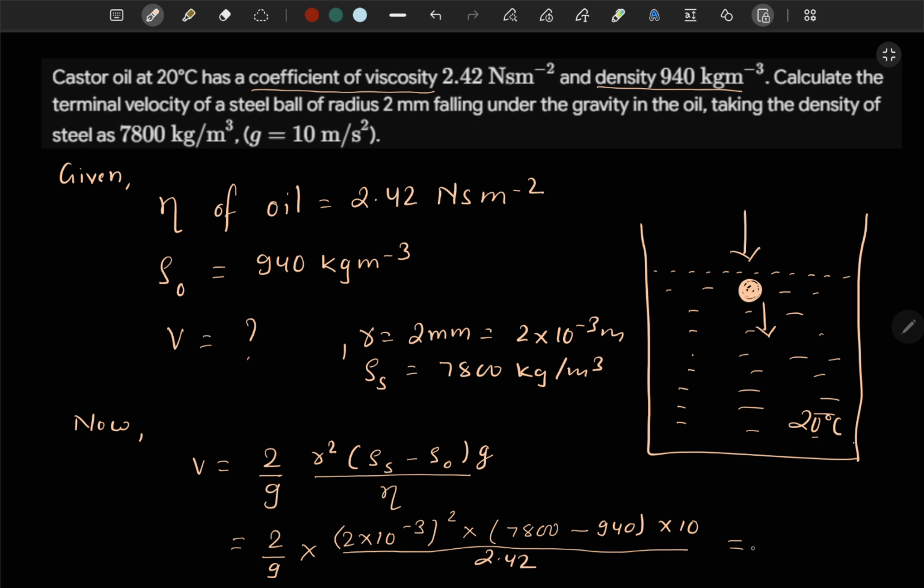So putting all these values and calculating, we get the velocity as 0.0252 meter per second as the terminal velocity of the steel ball which is falling downward. So this is the solution of the first question on viscosity.